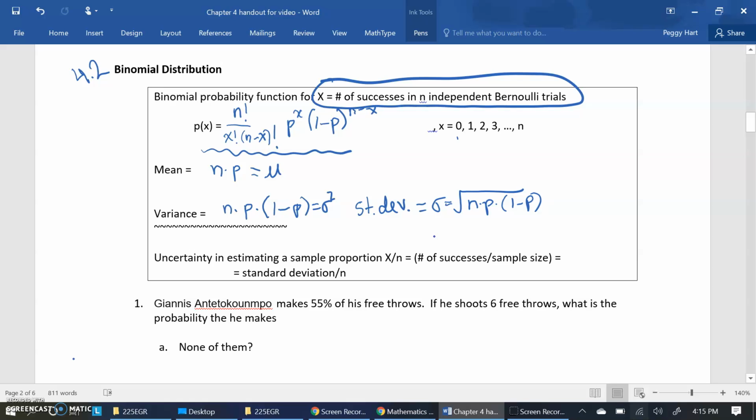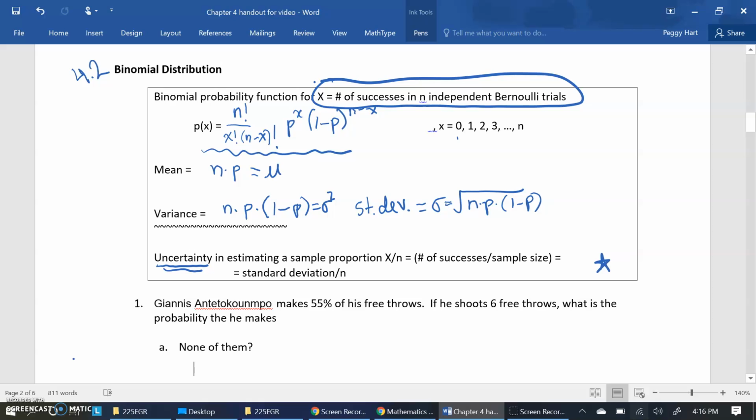The other thing they do here is start talking about this idea of uncertainty, which is a statistical idea, which is always the standard deviation divided by the number in a sample. So if n was the number in a sample, you might see a couple of homework problems like that, so I just wanted to make a note of that. But let's look at why this PMF up here works.